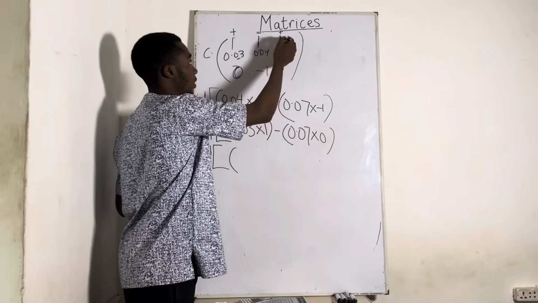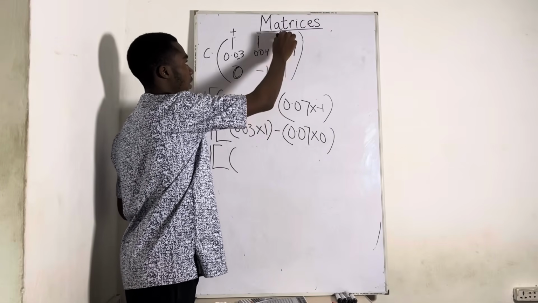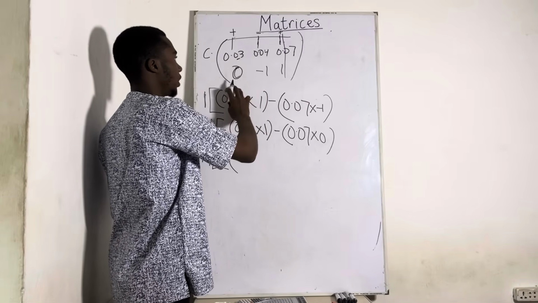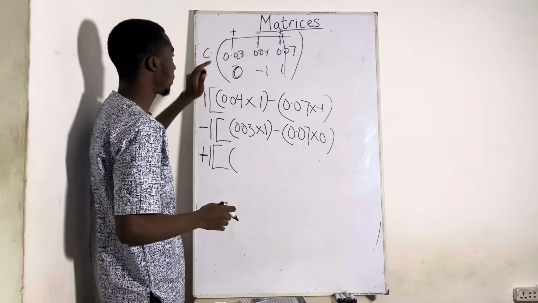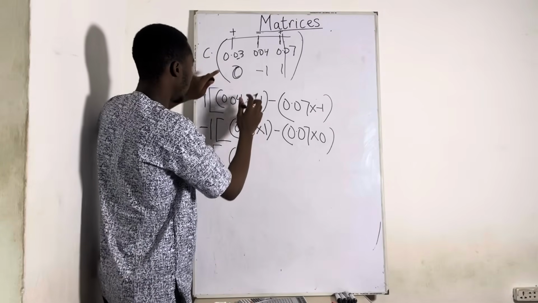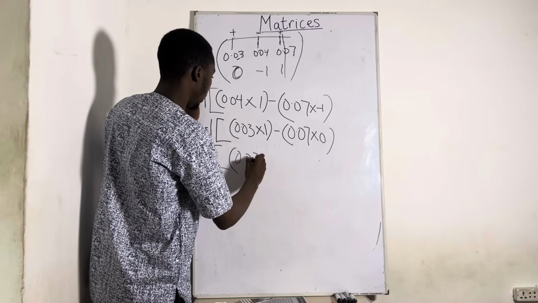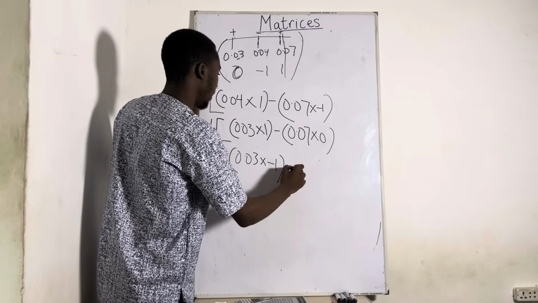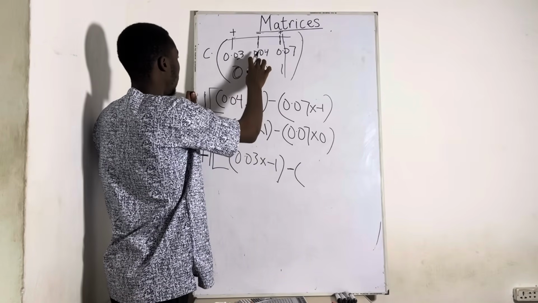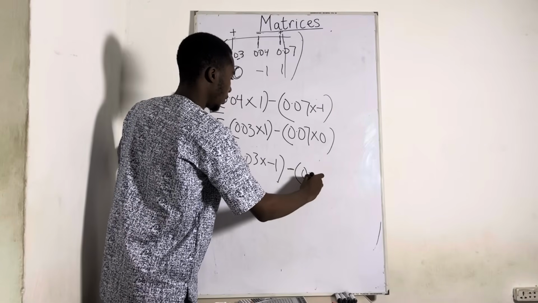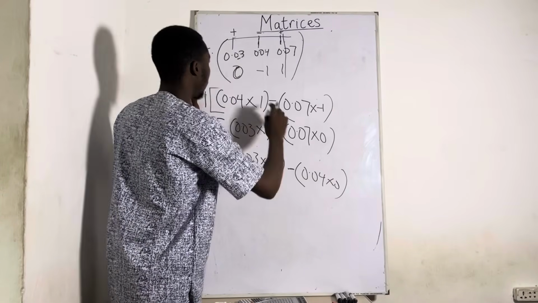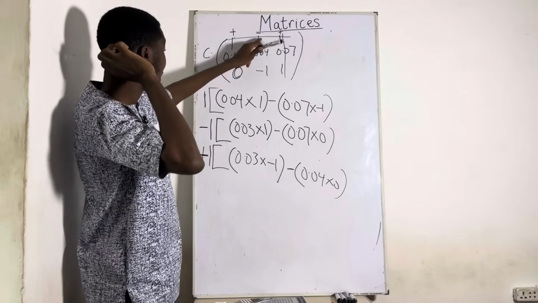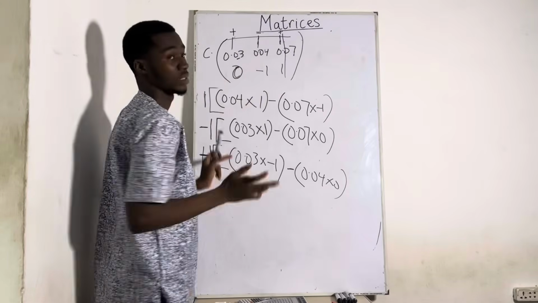So for this side to plus 1, you take the numbers here and here. Then those numbers are not parts. To be left is 0.03, 0.04, 0, and negative 1. You get it? So for that one, it's going to be 0.03 times negative 1, then minus into brackets 0.04 times 0. So this times this minus this times this. Always, that's what you do. You get it. I hope you get it.